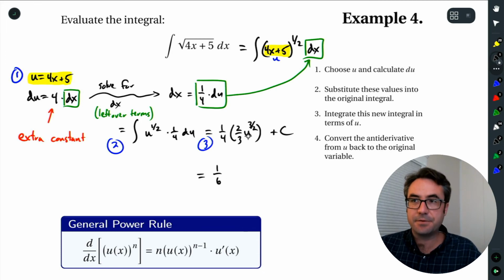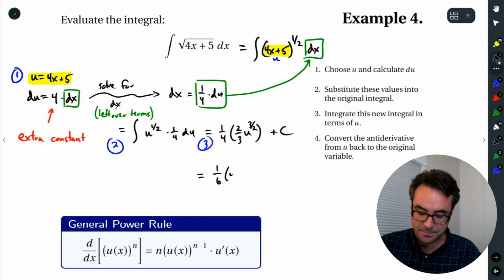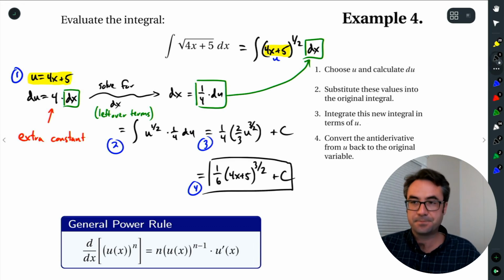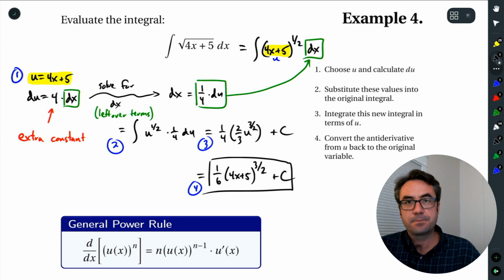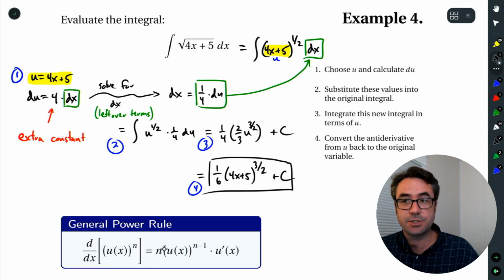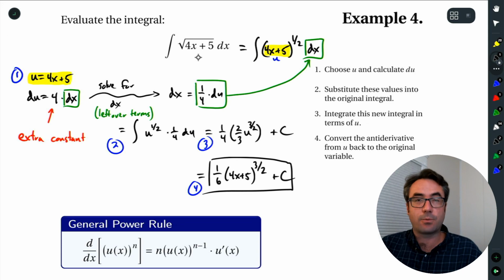And then instead of u, we're going to convert back. So it'll be 4x plus 5 raised to the 3/2 power. And then our plus c. And that's step 4, the last step. Get back to the original variable. And there we go. We have our antiderivative. And if we wanted to check this, we could use the general power rule to check our answer. This is just chain rule. We could use this to help check our answer. And you should get back right where you started.